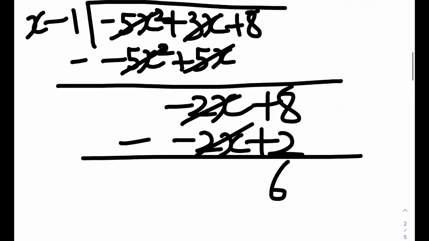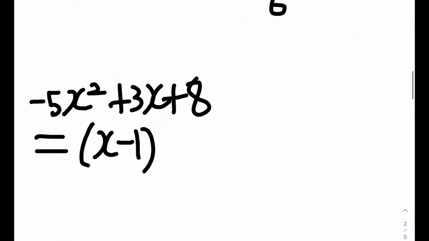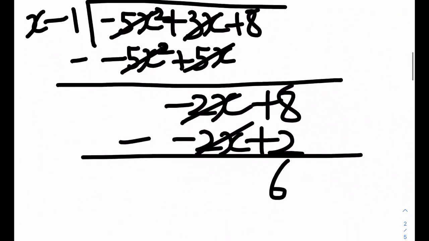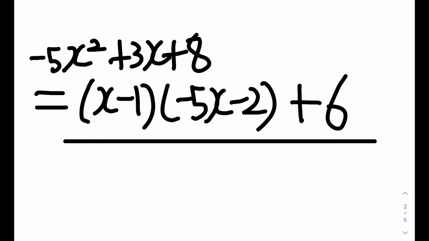Now guys, we're also going to multiply our answer, which was negative 5x minus 2, by x minus 1. And finally, we are going to add our remainder to the equation. Our remainder was 6, so we're going to add the 6 here. So this is how we write polynomial division in equation form. And if you calculate this side of the equation, you will get negative 5x squared plus 3x plus 8.